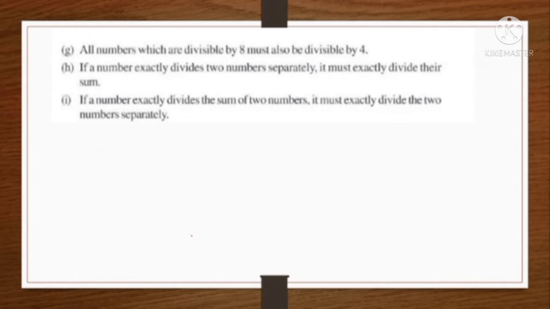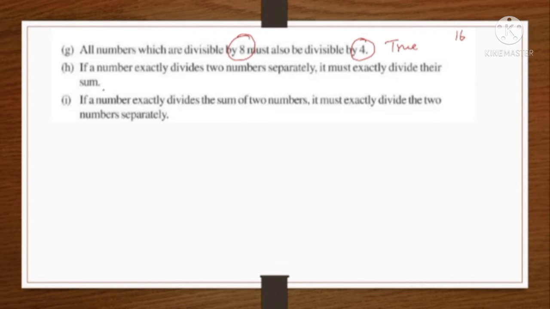The next, subdivision G. All numbers which are divisible by 8 must also be divisible by 4. This is true because 4 is actually a factor of 8. As we already discussed, the factors will divide a number, isn't it? So the statement is true. For example, if you consider the number 16, 16 is divided by 8, and the same 16 is divided by 4 also.